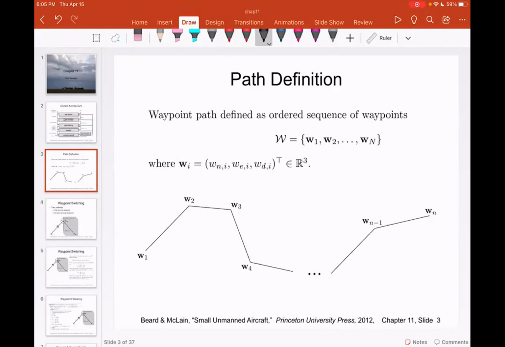So waypoints are nothing but the north, east, down coordinates, and they are defined in the inertial coordinate system. This is called R to the power three. It means it's a three-dimensional coordinate system. So you have R cube. Any point in this space is defined in terms of its north position, east position, and down position in inertial coordinates.